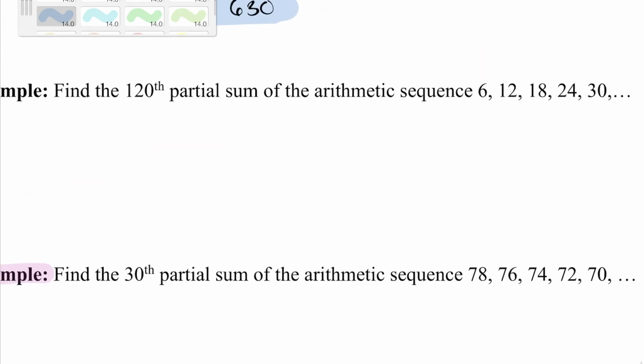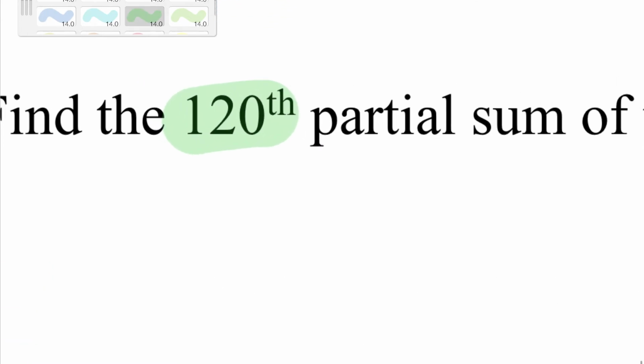The last problem that I'm going to go through with you guys is to find the 120th partial sum of the arithmetic sequence. And they start us off with 6, 12, 18, 24, and 30. Of course, they're not going to tell us all 120 because that sounds ridiculous. Specifically when they say 120th partial sum, they mean that you're looking at the 120 terms. So they've efficiently given us our n in this case.